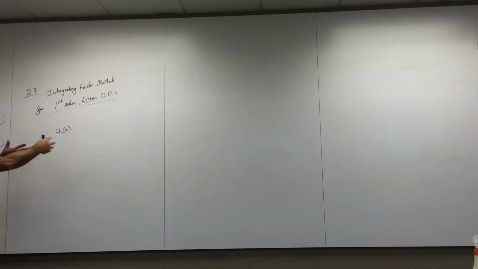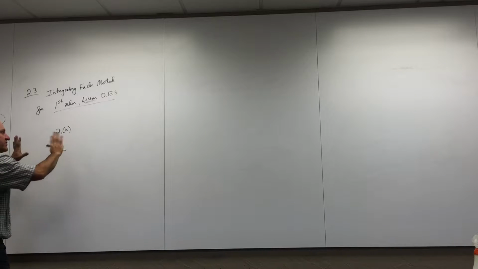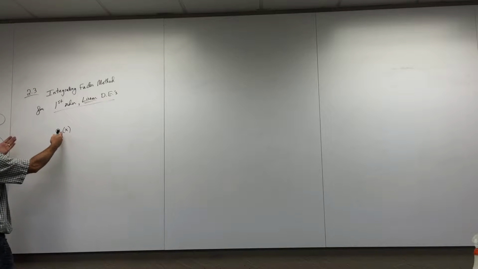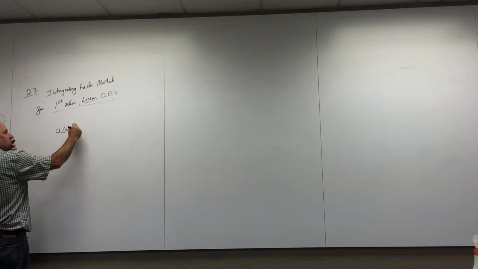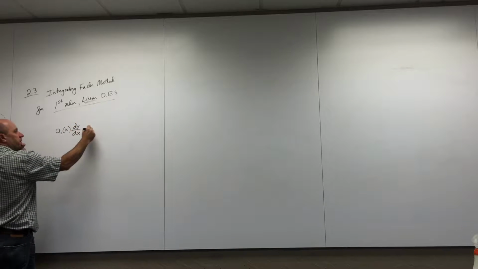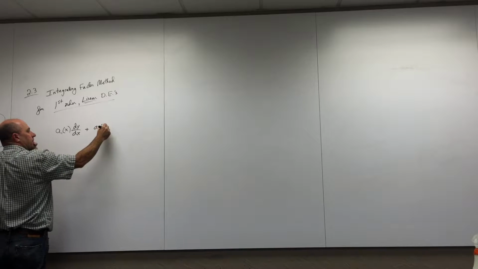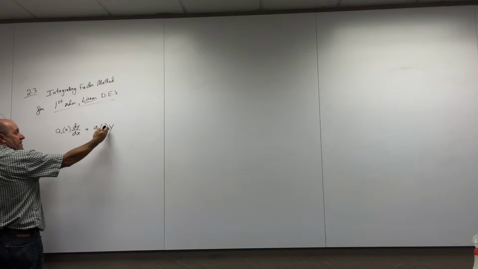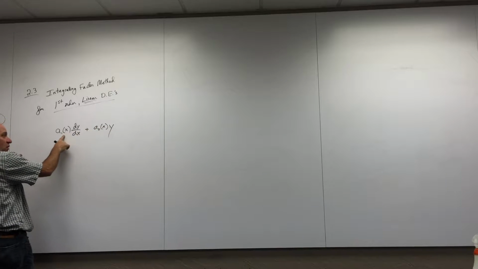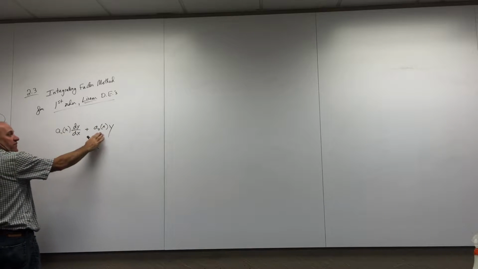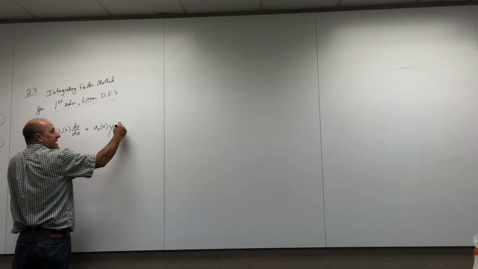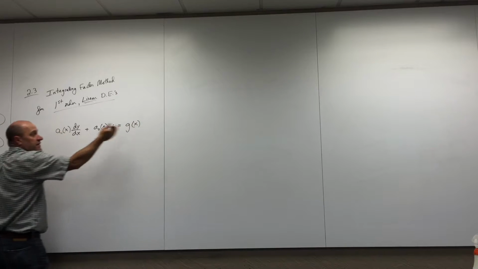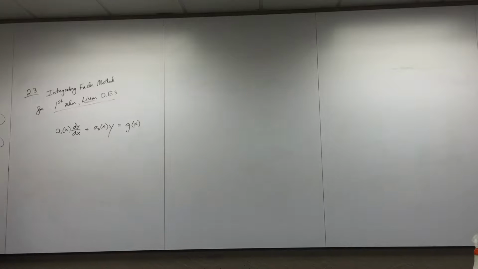I wrote down this nth order linear DE. Let me just write a general first order linear DE. I guess it would look like this. There's got to be a y prime, there might be a y, there might be coefficient functions of x, and it might equal some g of x. That's just a generalized linear first order DE.